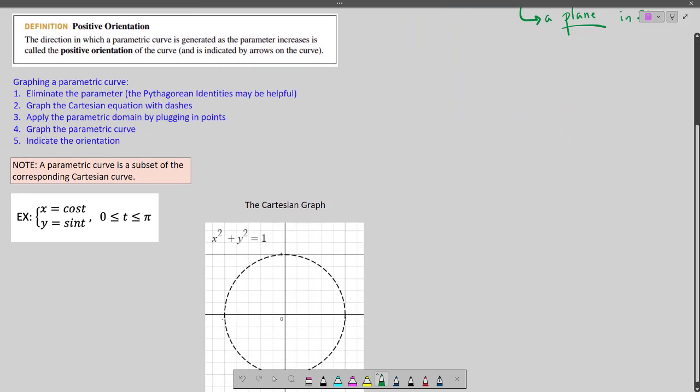So, for example, this is what a set of parametric equations look like. Each of the coordinates, sometimes they're called coordinate functions. If you're in 2 space, you have 2 coordinates, an x and a y. If you're in 3 space, you have 3 coordinates, an x, a y, and a z.